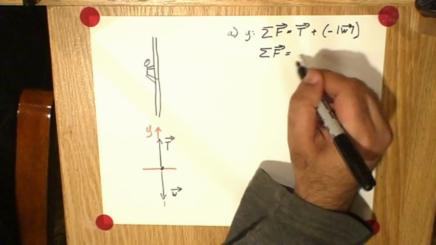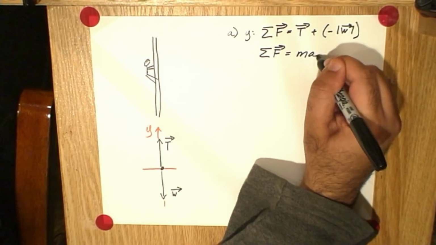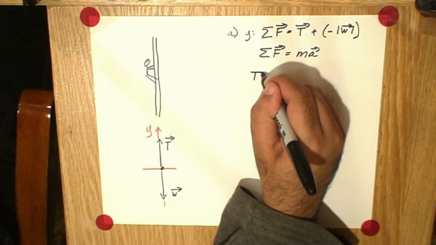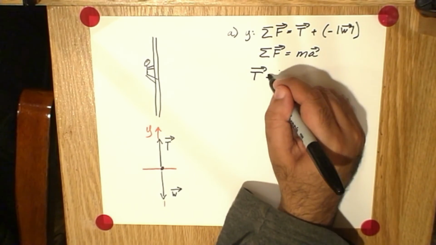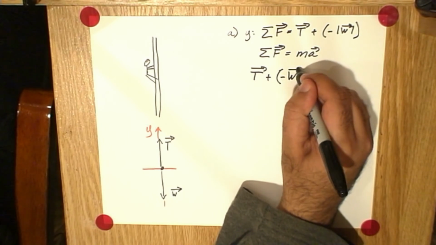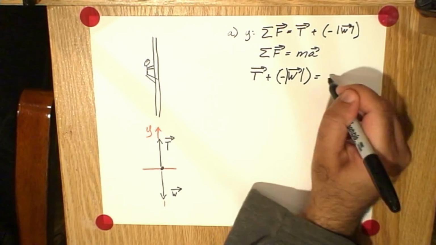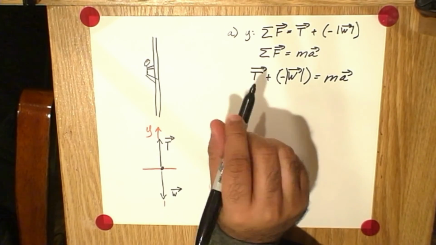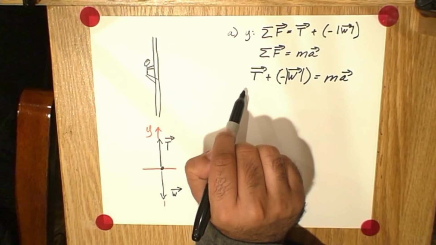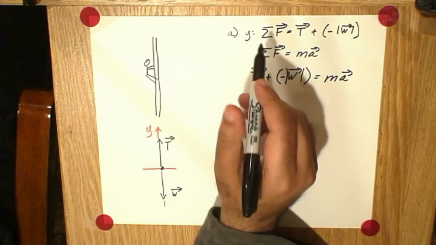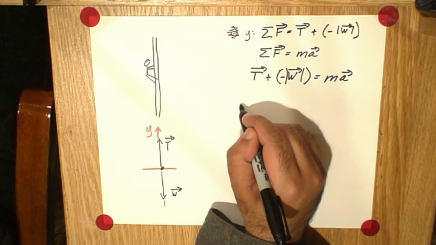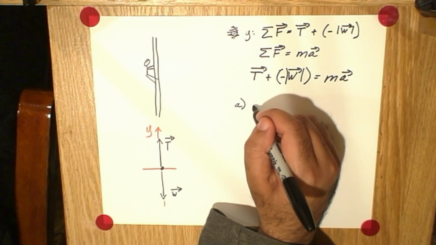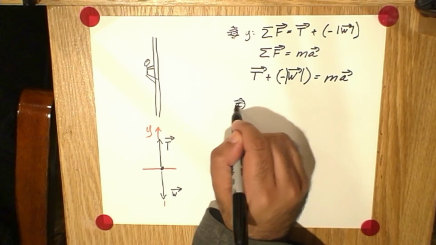Total force is, according to Newton's second law, equal to mass times acceleration. So we can combine these to say that tension plus negative weight is equal to mass times acceleration. Now, this part is going to be consistent for both part A and part B. So I'm going to write part A down here. In part A, I don't even need to do that yet.